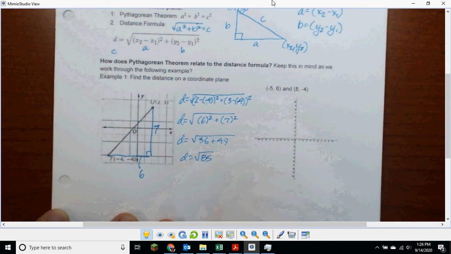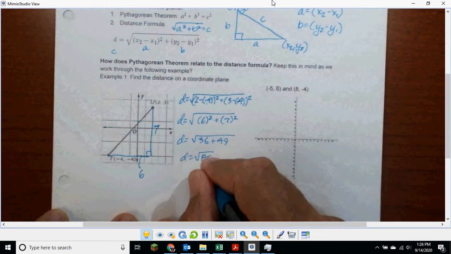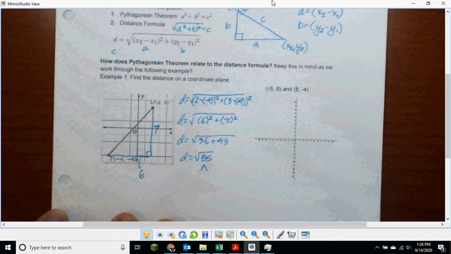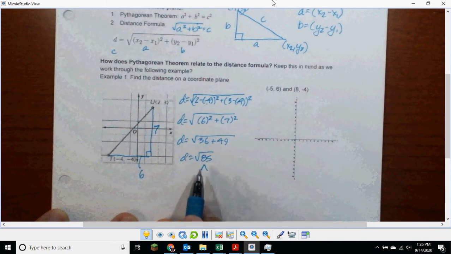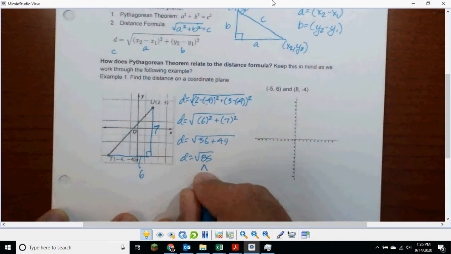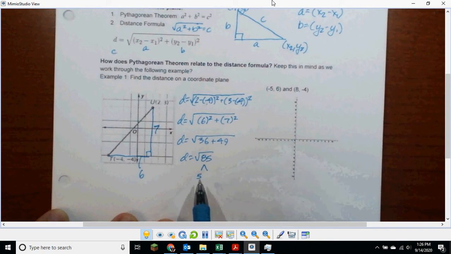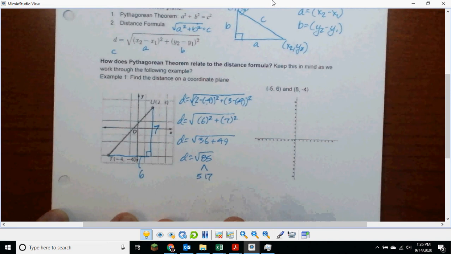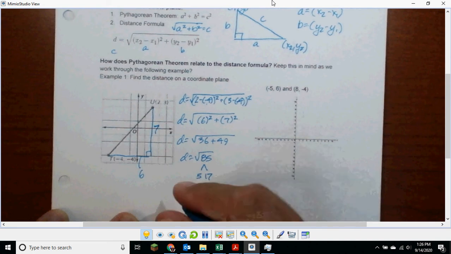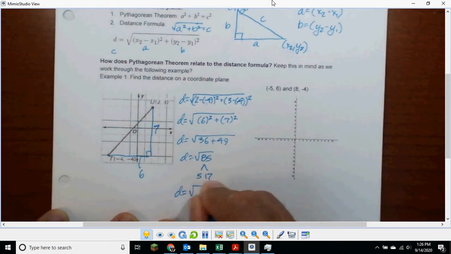We always want these answers in simplest radical form, so that means we have to build our factor tree and see if we can simplify it any further. 85, I know it's divisible by 5 because it ends with a 5, and 85 divided by 5 is 17. Neither of those have any more factors, so we've gone about as far as we can go. So our final answer for this one is the square root of 85. That's it.